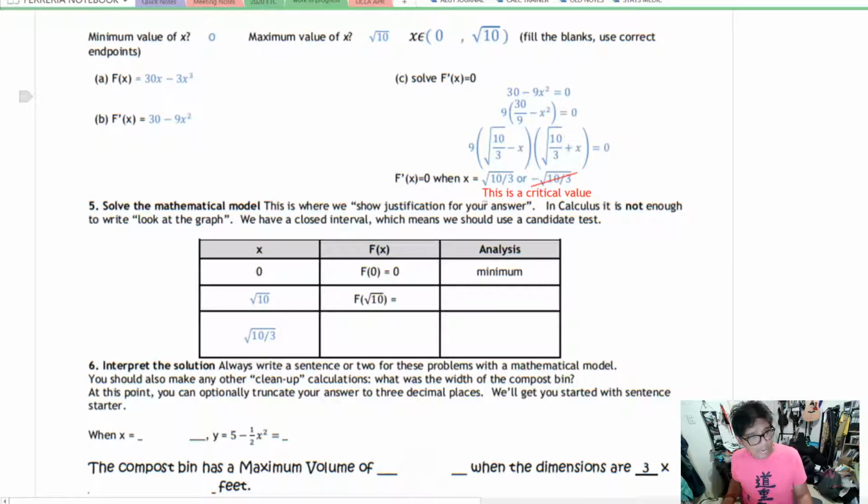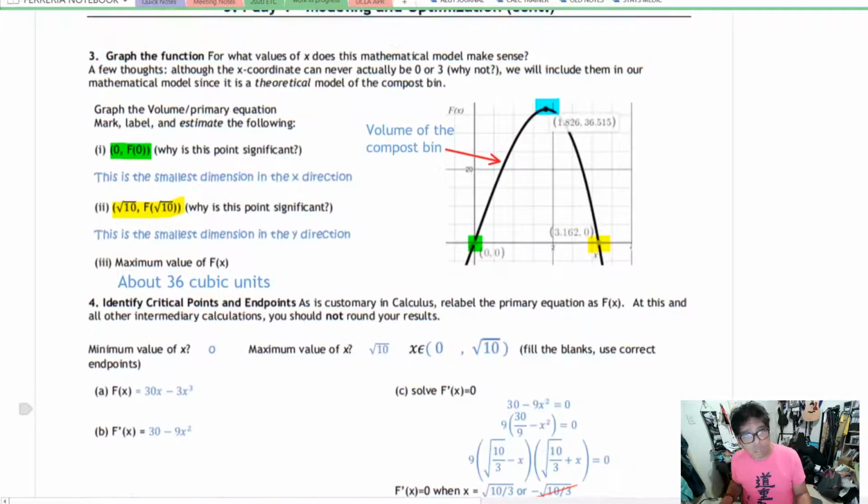Okay, how about at the square root of 10, what is f of the square root of 10? Well, f is equal to 30x minus 3x cubed, and when you substitute square root of 10 in there, you get 0. And when you substitute square root of 10 over 3 into the volume formula, remember the volume formula is this one right here, what do you get? What is f of square root of 10 over 3? Well, it's 36.51483, which we already knew.